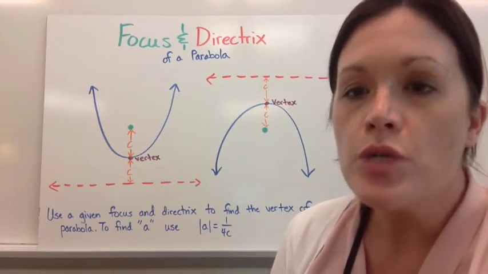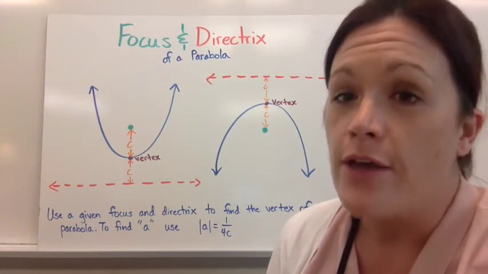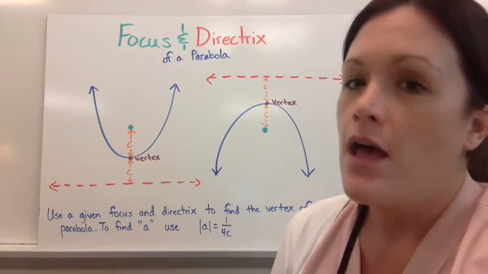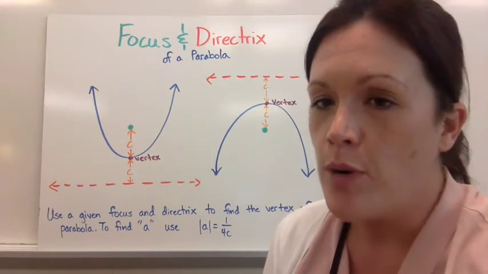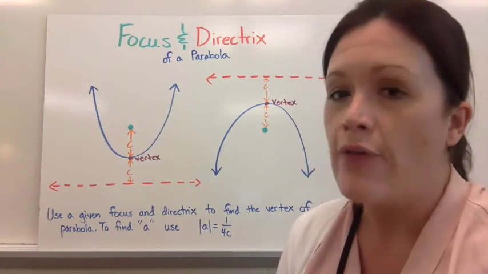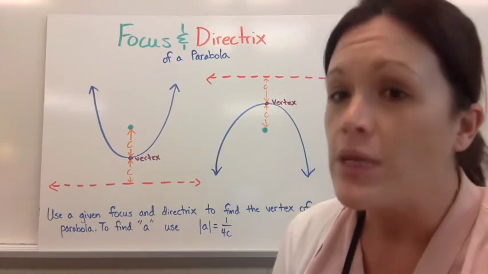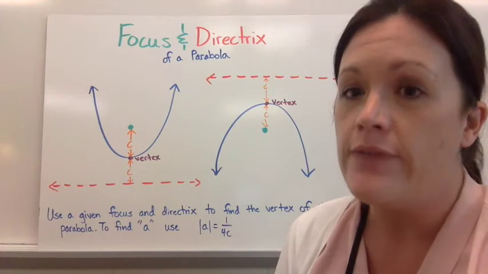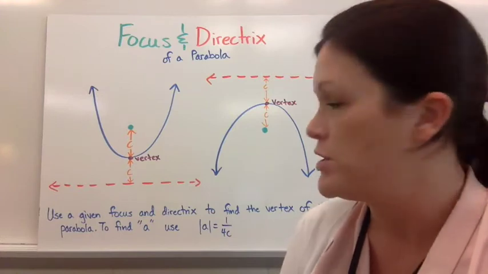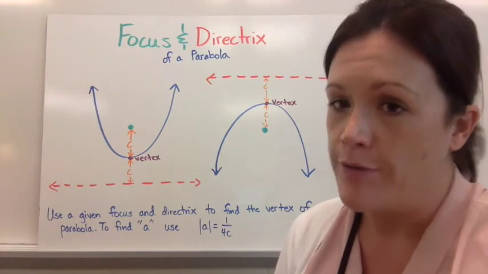Let's talk about two little words that relate to parabolas, a focus and a directrix. A focus and a directrix are two parts that we normally don't graph when we're graphing parabolas, but they relate to our graph in a way that if we're given these two things, we can write out our equation. So that's what we want to look at just briefly.